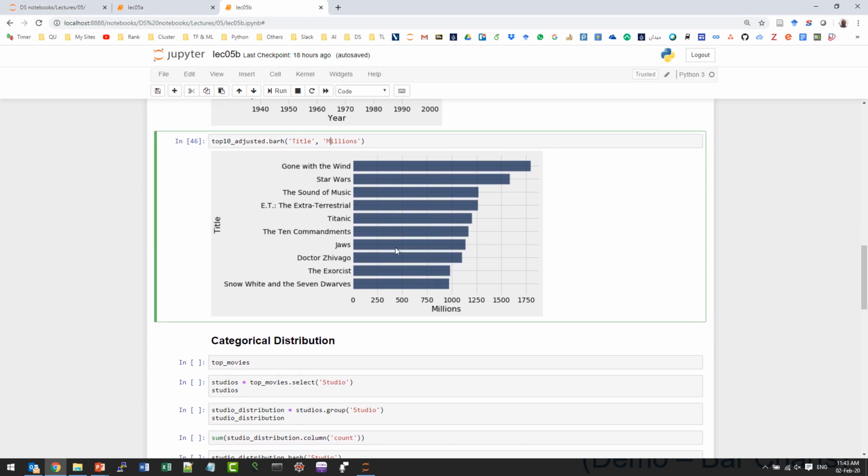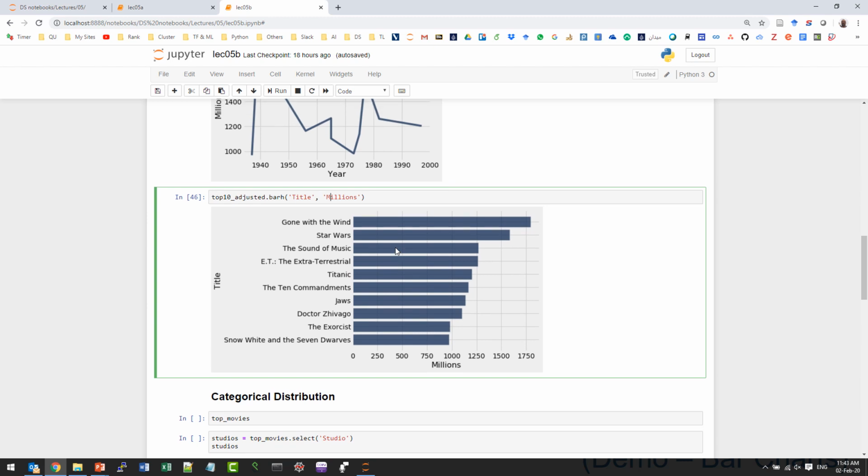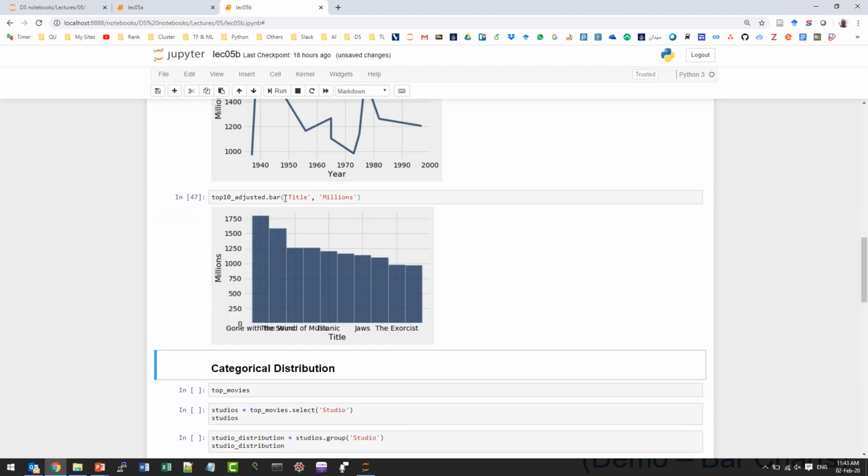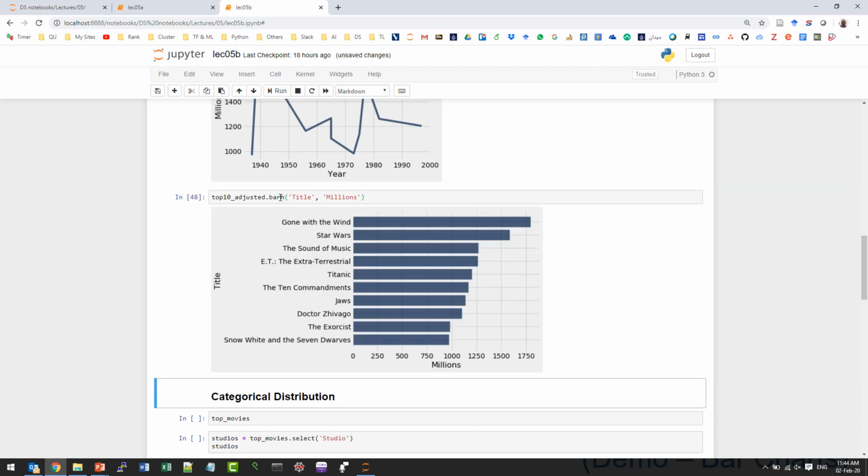Any question about the bar chart? I think you saw that before already, or you are at least familiar with the bar chart. Let's see if we remove this h, what will happen? What do you expect? Yeah, it will be vertical. So it will be something like this. What's the problem with that? Yeah, it's very hard to see. So that's why the horizontal one makes more sense here.